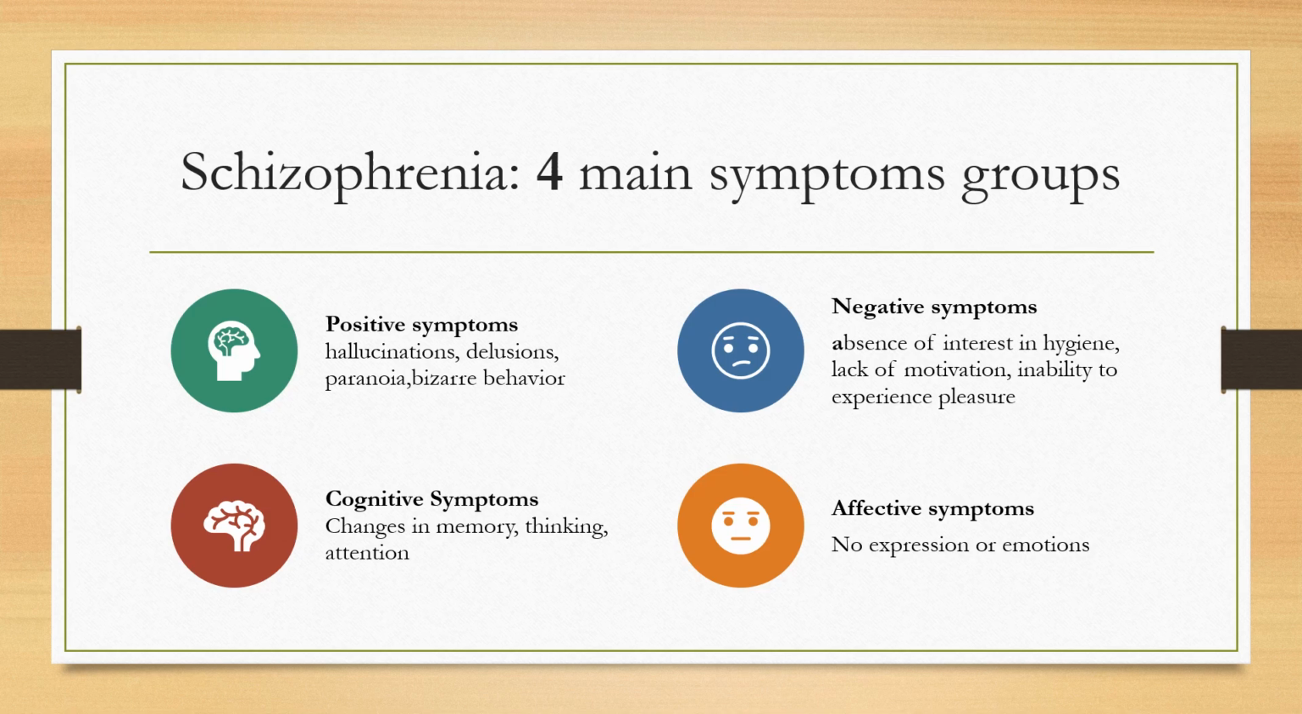Next are the negative symptoms, which include absence of interest in hygiene, lack of motivation, and inability to experience pleasure. So all negative things like absence of interest, lack of motivation, etc. come under negative symptoms. Cognitive symptoms include changes in memory, thinking, and attention. So let's remember cognition. Cognition is related to memory, thinking, and attention. Fourth one is affective symptoms, where there will not be any expression or emotions.